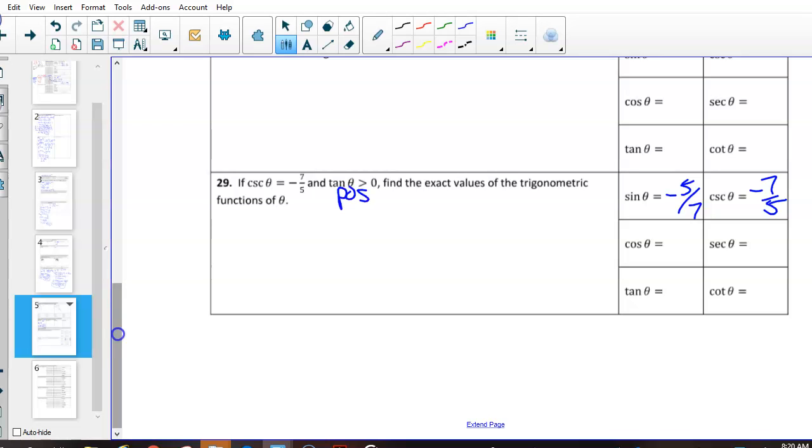Tangent is positive here. So secant is negative in the third and in the fourth, but if tangent is positive, this can only lie in the third. That means everything except tangent and cotangent has to be negative. And you need to find your values. You also need to remember your hypotenuse or your radius, however you're setting this up, cannot be negative. So even though there's a negative out front, it has to go with y.